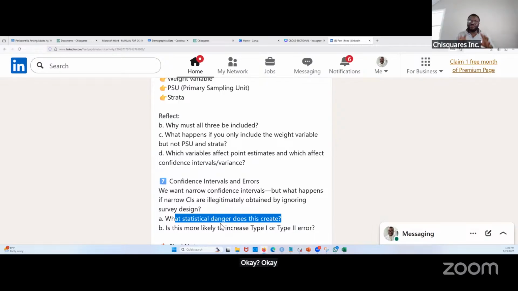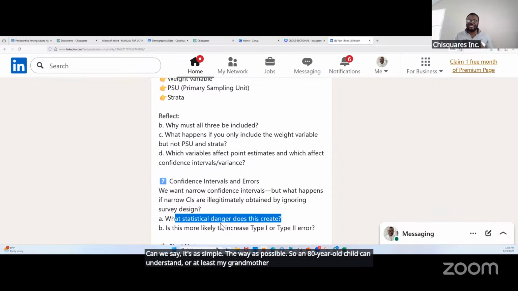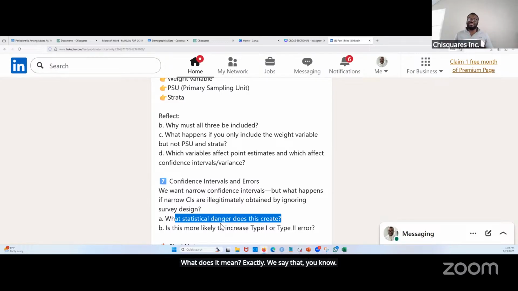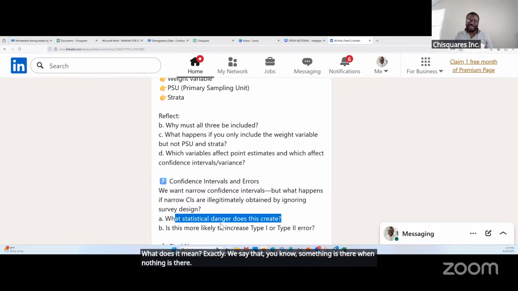Can we use simple words so that everyone can understand? Can we say it in as simple a way as possible so that an 8-year-old child can understand, or at least my grandmother can understand? What does it mean? Means we are getting significance where there's no significance. Exactly. We say that something is there when nothing is there, right?